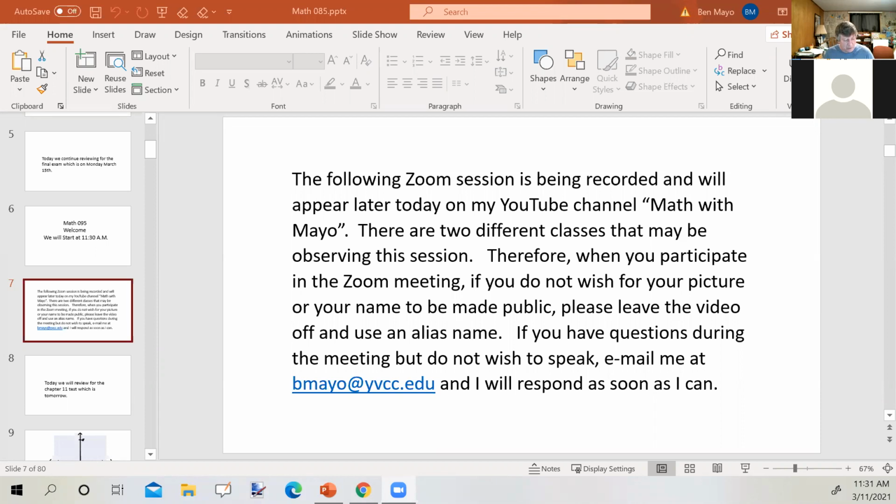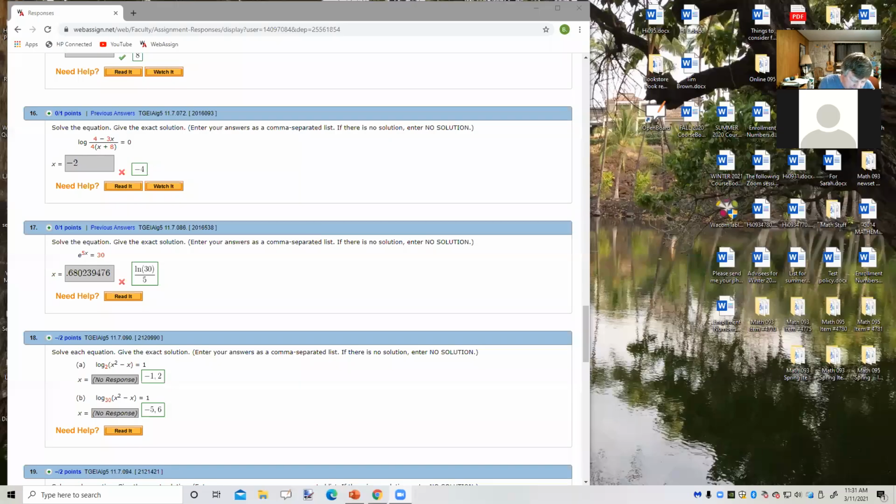Alrighty, I've got a lot of questions this morning, requests, so let's get right to them. This is section 11.7. We're going to start with number 16. It says solve the equation, give the exact solution, enter your answers as a comma-separated list. If there is no solution, enter no solution. So we've got the log of the quantity 4 minus 3x over 4 times the quantity x plus 8 all equals 0.